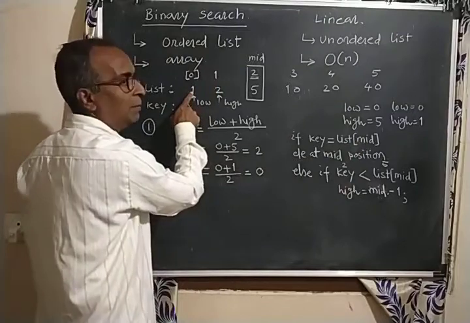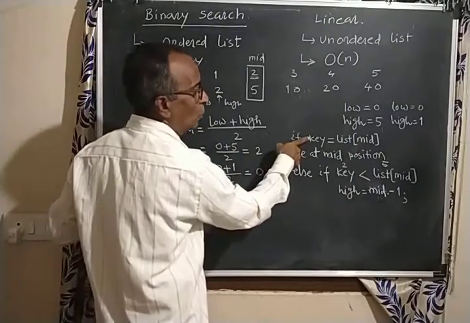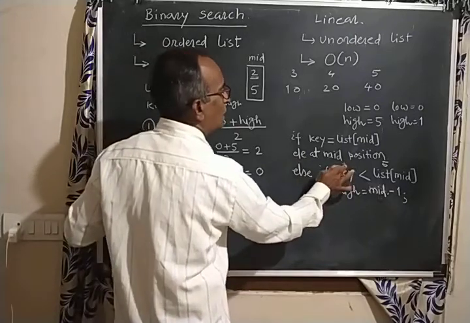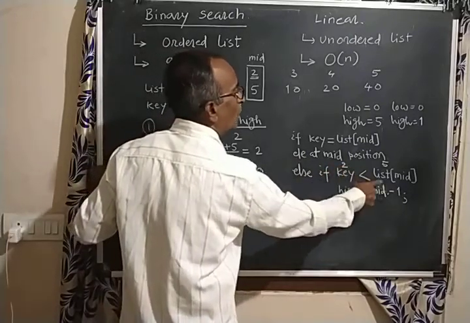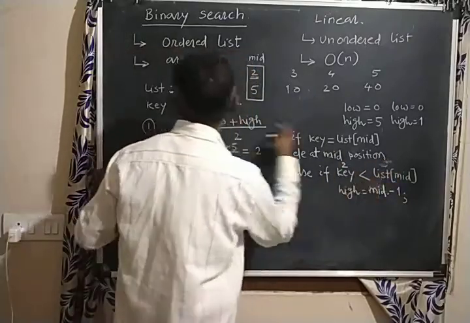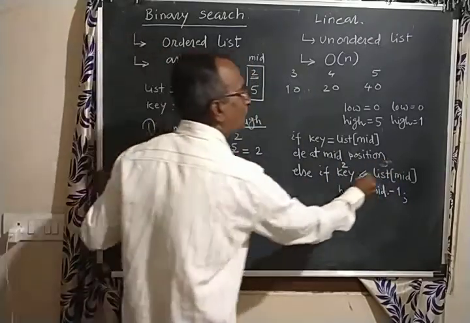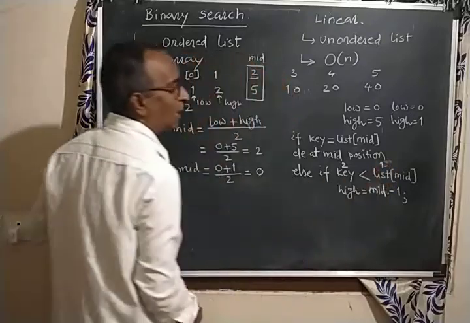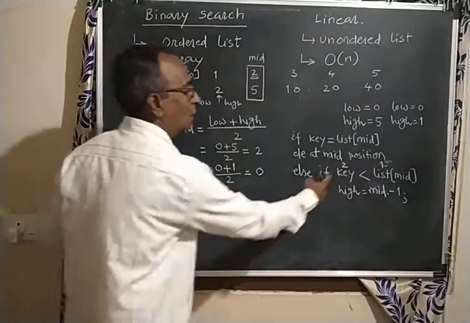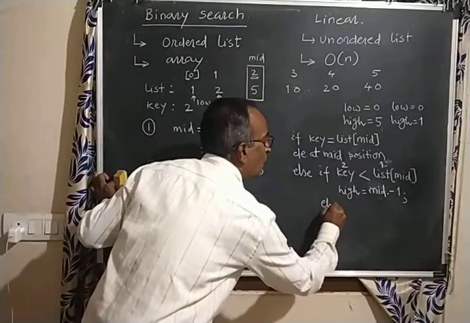List of mid is 1. We are searching for 2. No. It will go to else part. In else part, what is key value to be searched? It is 2. List of mid, mid is calculated as list of 0. List of 0 element is 1. What happens now? Whether this condition holds? No, it is false. So it will come to else part.